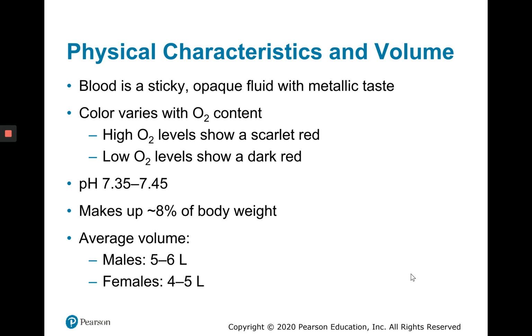The pH of blood is going to be slightly basic, at about 7.35 to 7.45, just a little over neutral, and it makes up 8% of your body weight. And the average volume of blood in the human body is going to be slightly higher in males than in females, by about a liter, give or take.